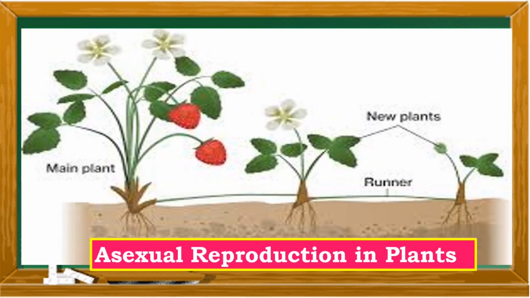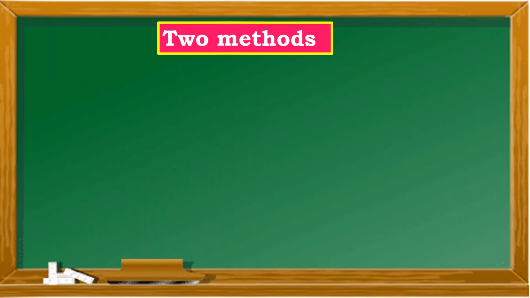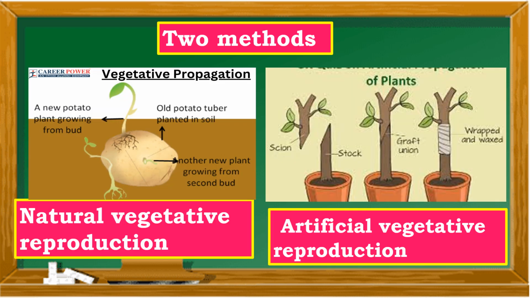Plants do not only grow from seeds. There is another way of growing plants. It is through asexual reproduction. Asexual reproduction produces individuals that are genetically identical to the parent plants. It has two methods. One is natural vegetative reproduction and the other is artificial vegetative reproduction.